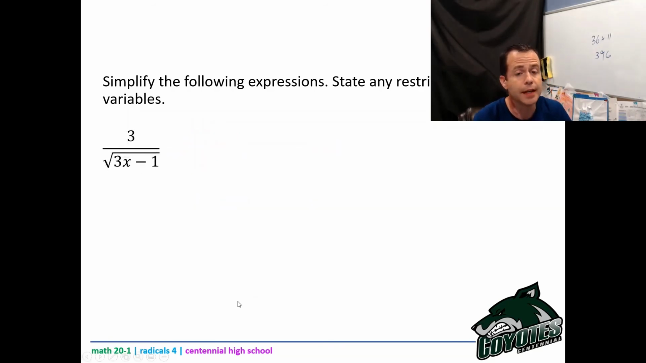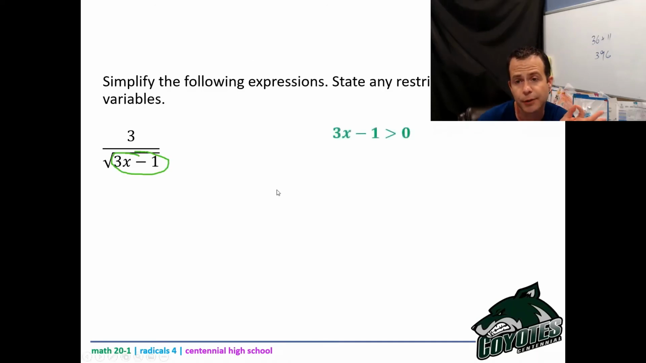All right. And then I've got 3 over the root of 3x minus 1. Now, this is a cute little conversation. I like cute little conversations. The first comes from your restrictions. Remember, it's not about x has to be greater than 0 all the time. It's that the radicand is the thing underneath the root. The radicand can't be negative. So when I'm trying to figure out the restrictions here, I need to look at what's underneath the square root. Well, what's underneath the square root is 3x minus 1. So I have to say, okay, 3x minus 1 has to be greater than or equal to 0.